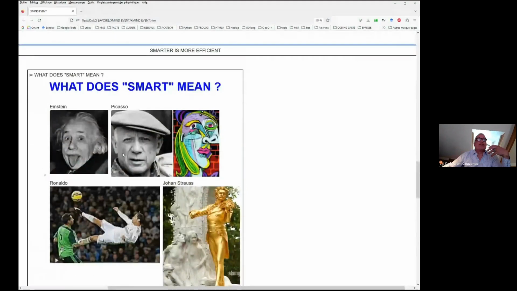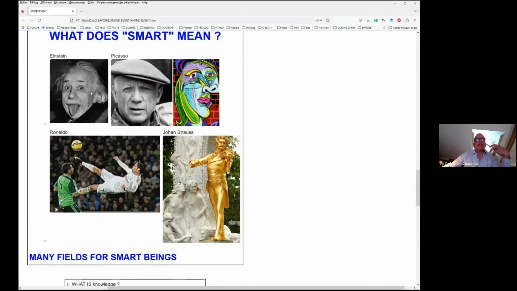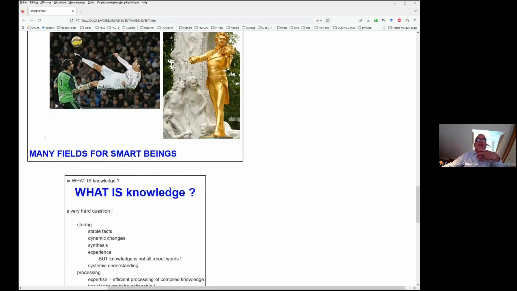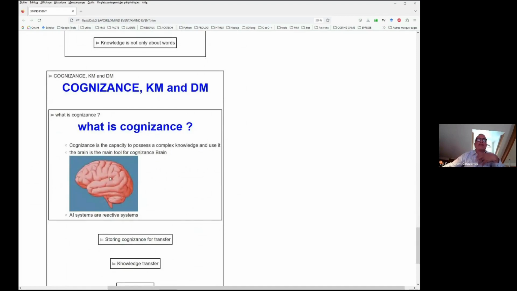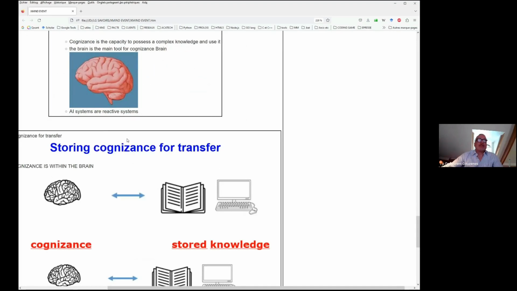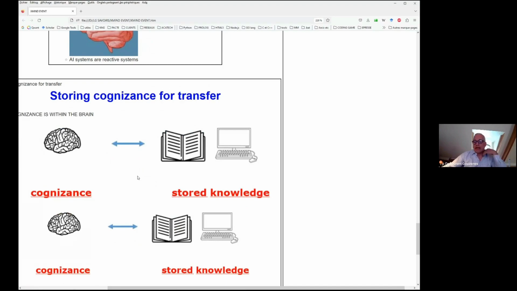And obviously, you cannot transmit what Einstein has in his head to what Ronaldo or what Strauss has in his head. You cannot transfer the content of one head just like it is to another head. There is something else, and this is proper to the person. This is connaissance. Connaissance is about what you know, and not everything. And storing connaissance is not about books. What you have in your brain is not what you have in a book. It's something which is very different. You can transmit books, you cannot transmit brains.